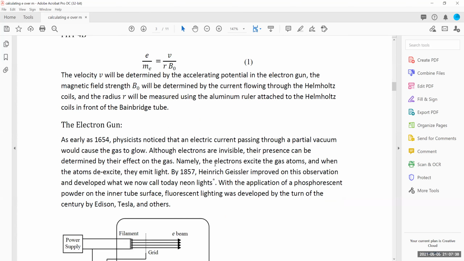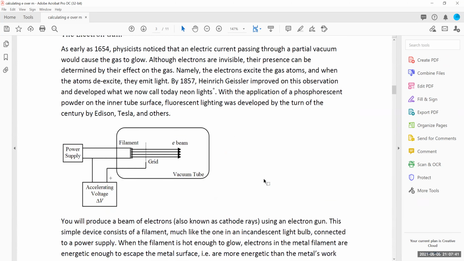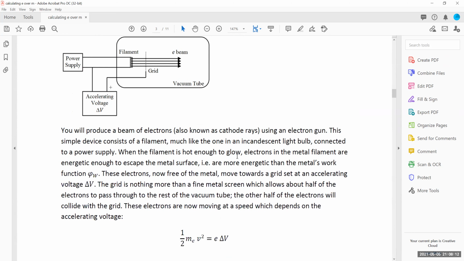So the electron gun is the one I was describing here. You have a power supply that heats up an element. When it's heated just enough, it's going to release electrons, which will be floating around. So in this case, you apply another voltage to accelerate them, to give them velocity. At that point, they will be coming in a beam, a beam of electrons zooming in.